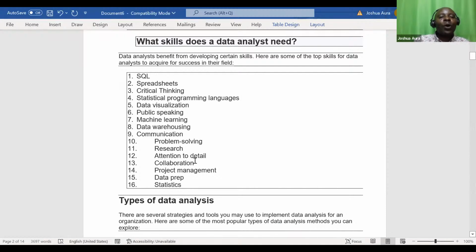You must know, especially when you are doing what we call data mining, it's a project by itself. So you must be good, ladies and gentlemen, in terms of project management. Then we have data preparation. We have statistics.